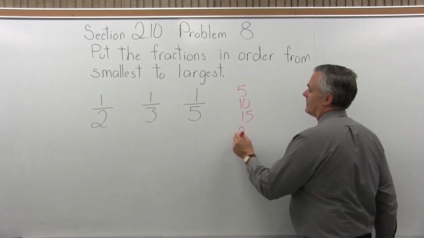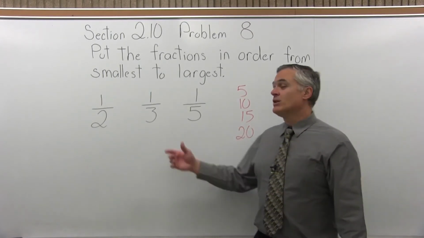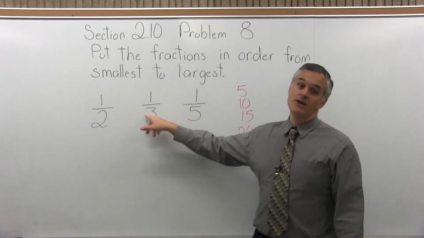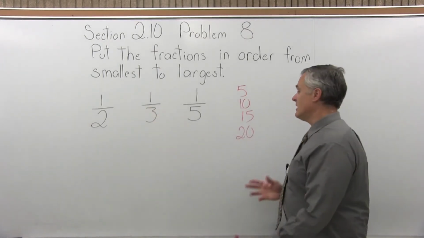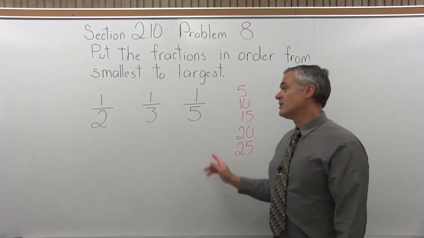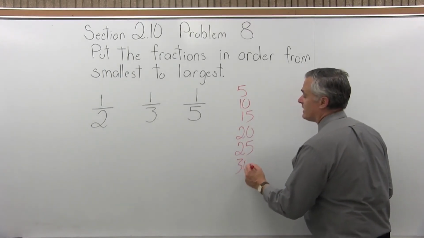Quadruple it. The next 5 up is 20. Can they all divide into 20 evenly? No. Again, not all of them. The 3 doesn't go in evenly. Now the 2 goes in, but now the 3 doesn't. The next one up is 25. Will they all divide into 25 evenly? They will not. The next 5 up is 30.